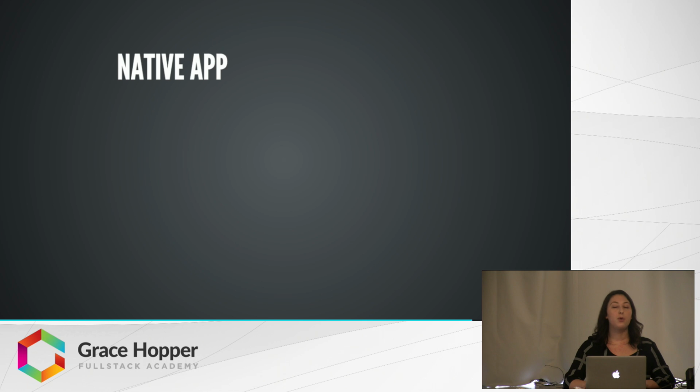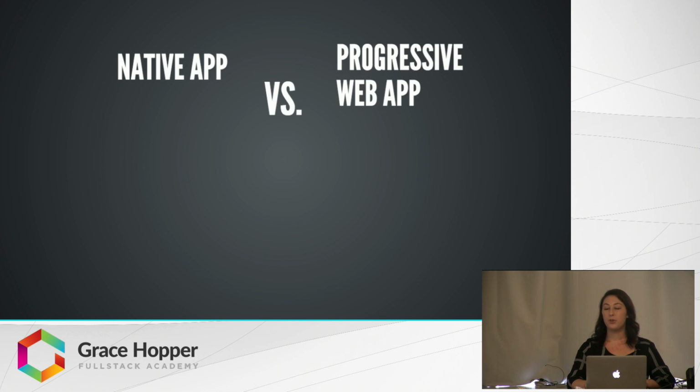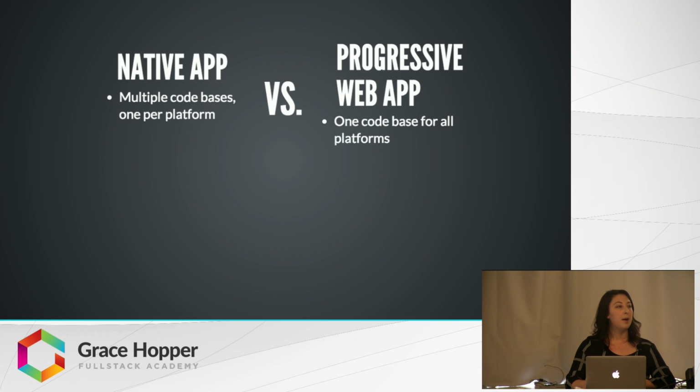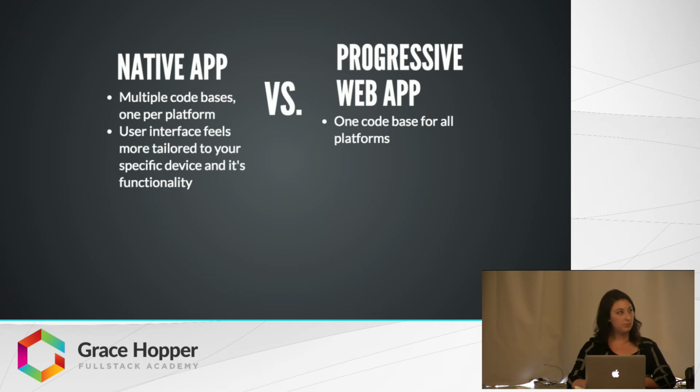So one of the big questions online that you'll see all the time is native app versus progressive web app. Which should I make, and what are the benefits to using either or? So there are some trade-offs. For a native app, you do have to make multiple code bases, one per platform, which might not be something you're interested in. That's a lot of development for you. With a progressive web app, you only have to make one code base, and it should work for all platforms.